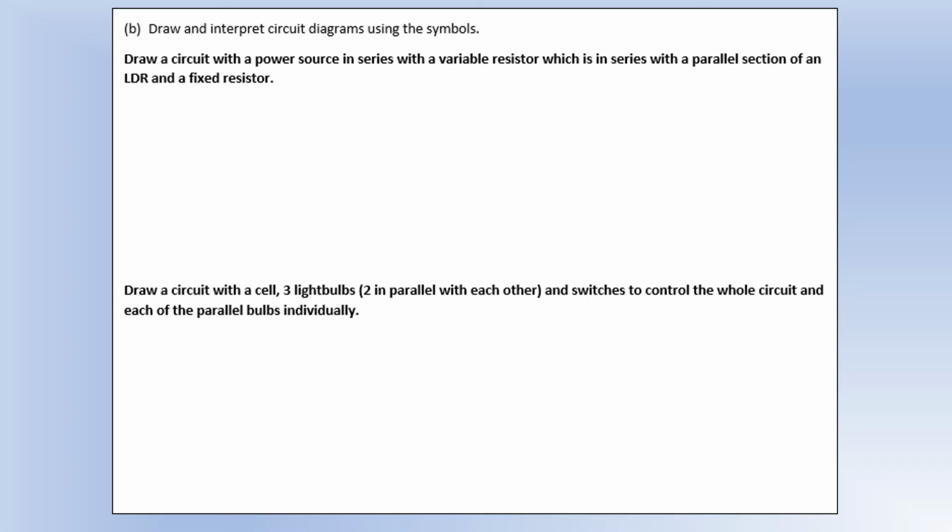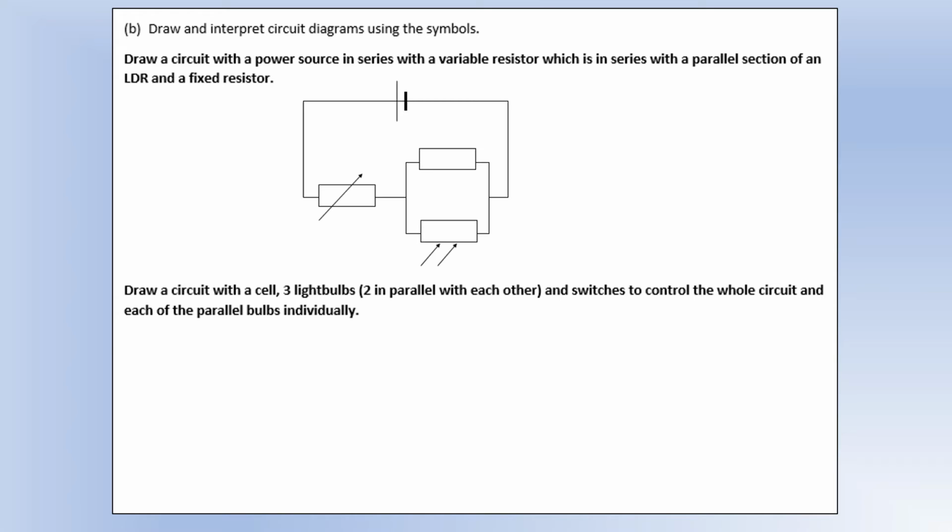So again, we're just going to put these to use, drawing some circuits with them. First we've got a power source in series with a variable resistor, which is in series with a parallel section of an LDR and a fixed resistor. So that's what we can see there. We can see the variable resistor in series with our cell, and then it splits into a fixed resistor and an LDR.